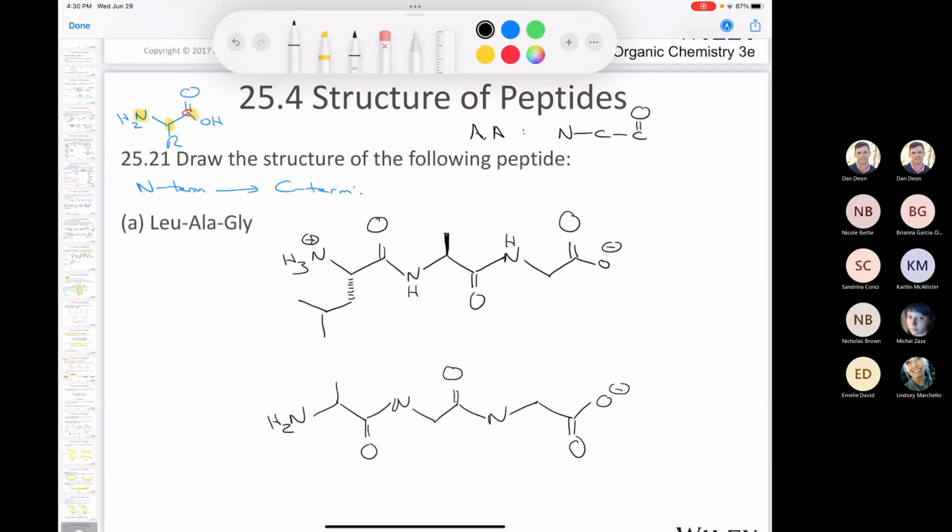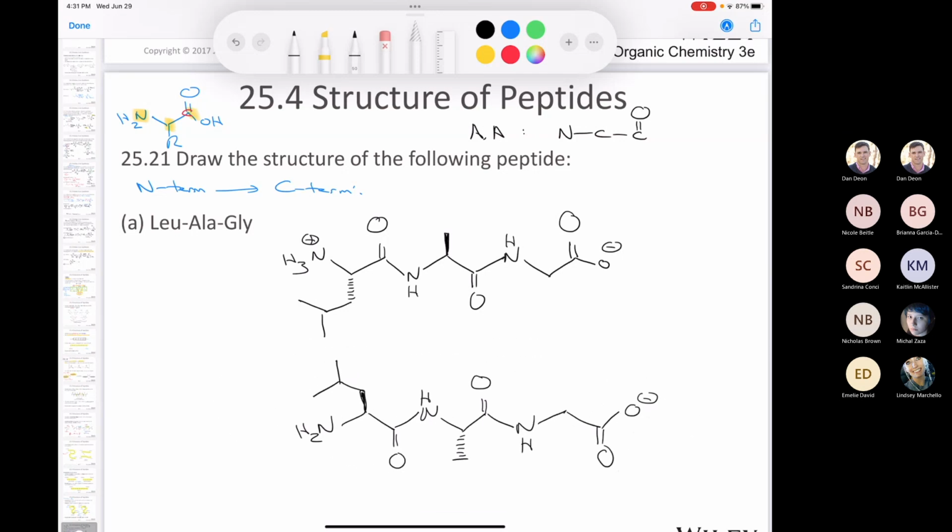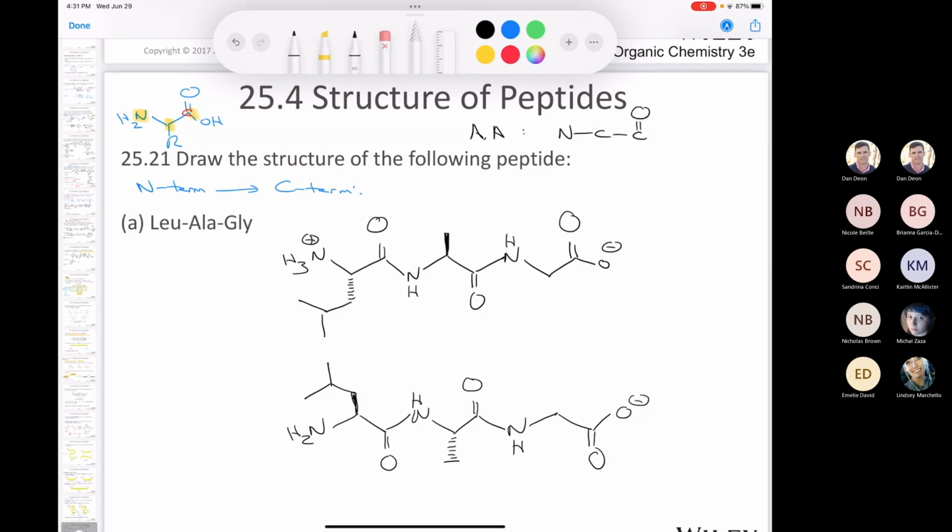Yes. Now your R group here, your isobutyl, would be on a wedge, and your R group here would be on a dash, like that. But both of these are identical. There's nothing wrong with either of these. They're both the exact same molecule. So remember, R group pointing up is a wedge, and if it's pointing down, it's on a dash. And that's it.